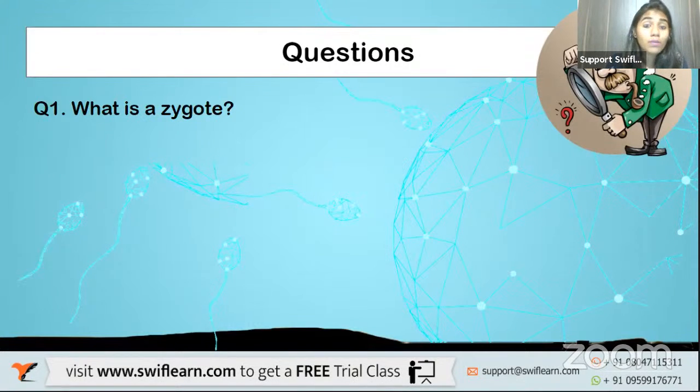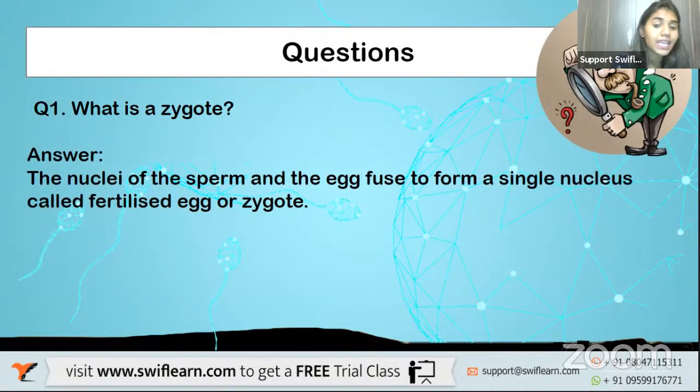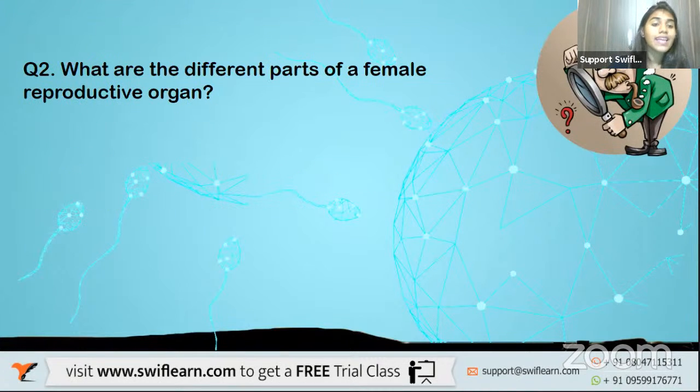Zygote is formed by the fusion of male and female gamete in sexual reproduction. That is specifically, the nuclei of the sperm and the egg fuse to form a single nucleus, which is called a zygote. Okay, next question.